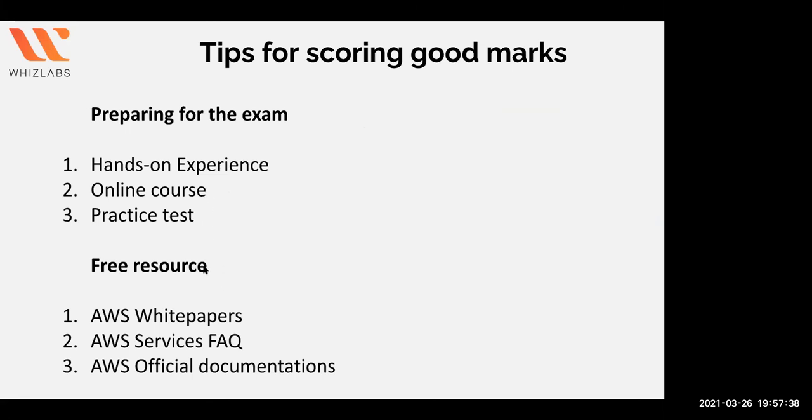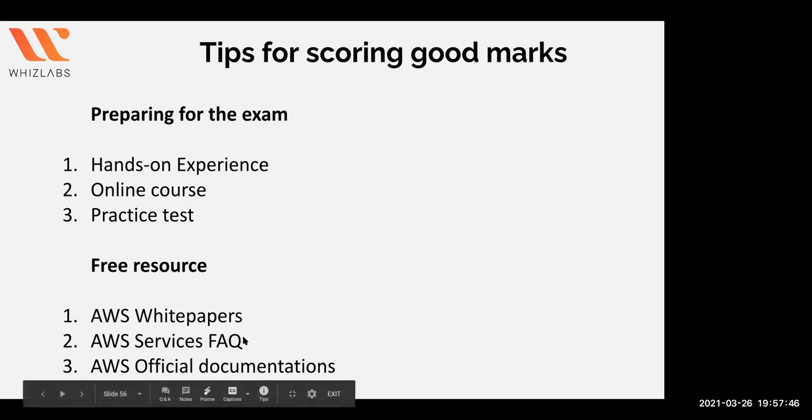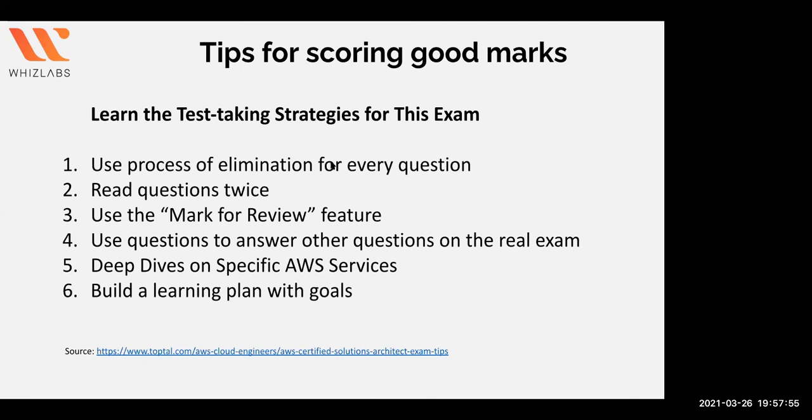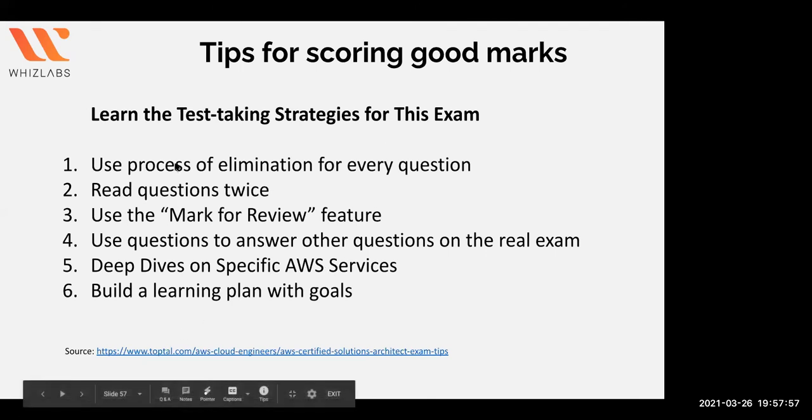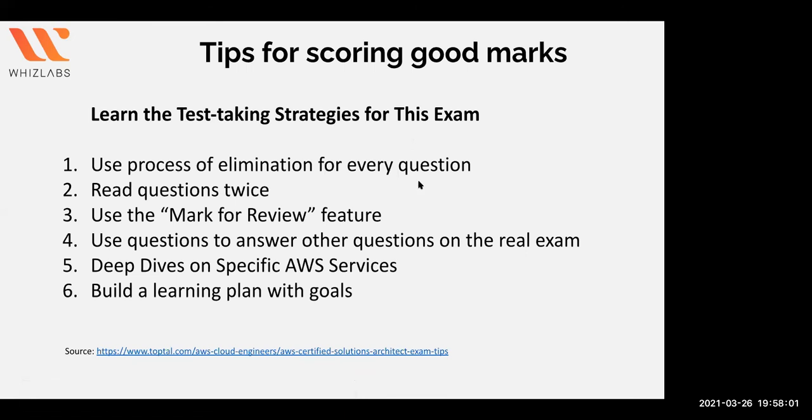And some of the free resources that are given is the white paper. So we just saw one of the white papers for deployment. You can use maybe the service level FAQ, frequently asked questions about the services, or the official documentation when you are preparing for your exams. So some of the tips that were given is to use the process of elimination. So if you have 4 options present, you can just eliminate based on whether they are making sense for this question or not.